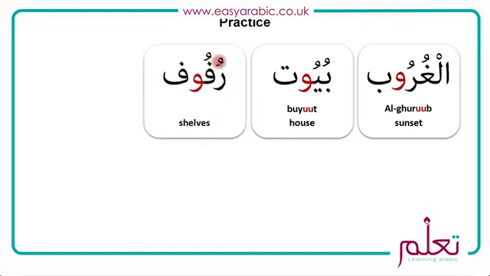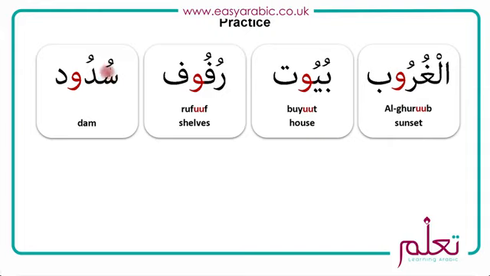Next one is ra with the dhamma is ru, fa with the dhamma is rufu, and the wow, rufuf, shelves. Okay. Next one is sin with the dhamma is su, dal with the dhamma is sudu, and then the wow, sudud, which is dam.